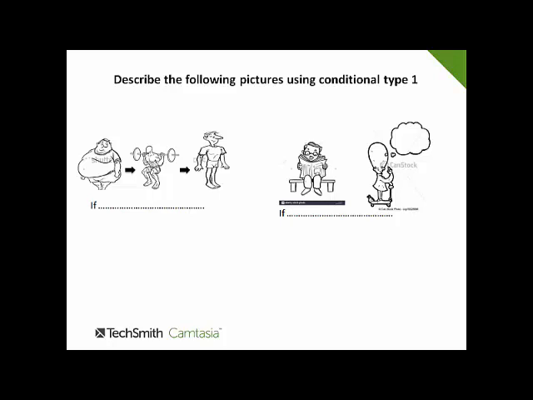The last exercise is about describing pictures using conditional type 1. So we have pictures. Try to imagine again a given condition and a possible result. For example, in the first picture, someone is fat, does sport, and then becomes slim. So try to make a condition and a result.